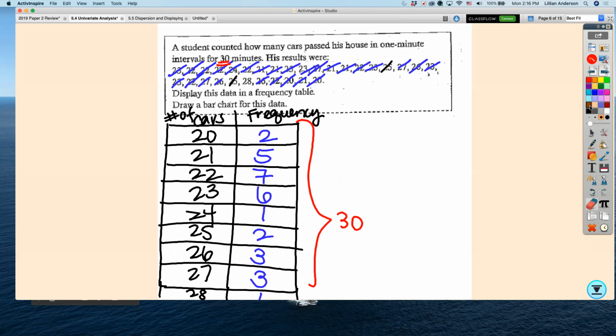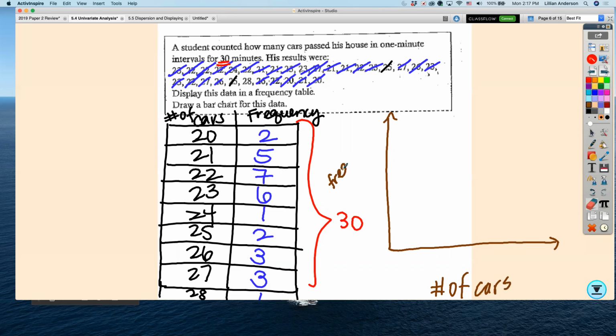Then you're asked to display this information in a bar chart. A bar chart is what you guys did a long time ago when you were in like elementary school, okay? You always want to make sure that whenever you create your own bar graph or any graph, you label your axes. My x-axis is going to represent the number of cars. And my y-axis is going to represent my frequency. Again, how many times these numbers show up.